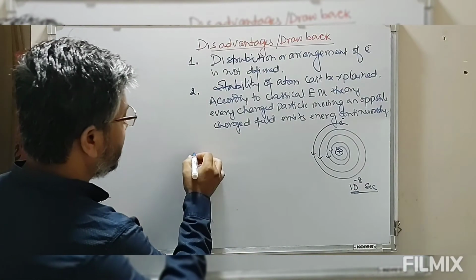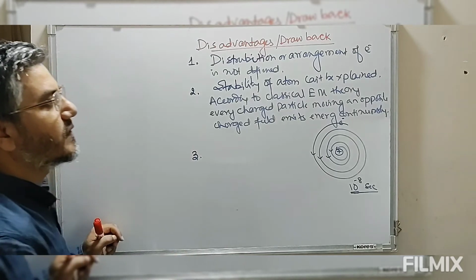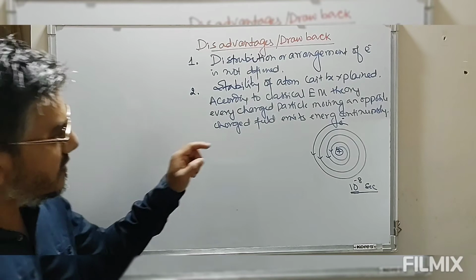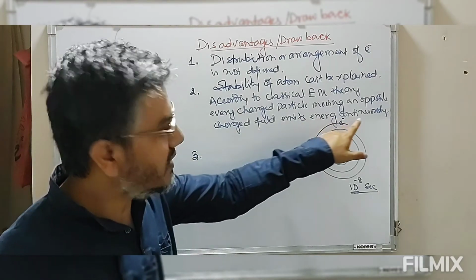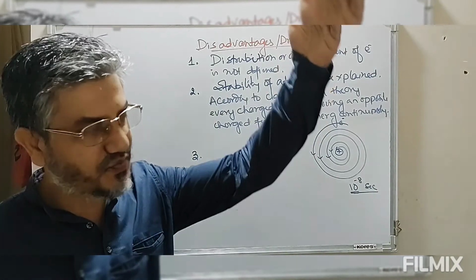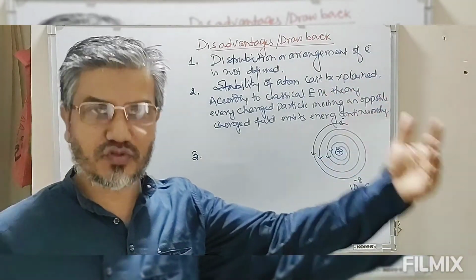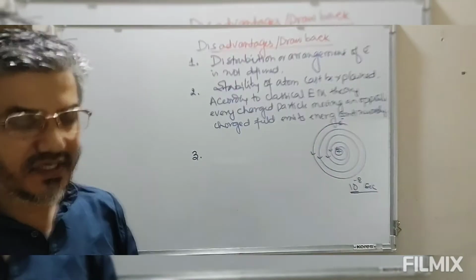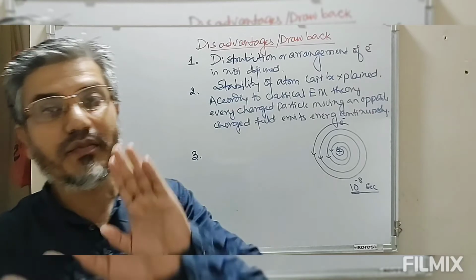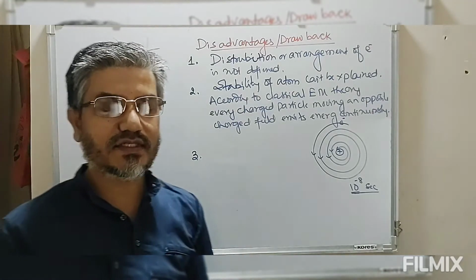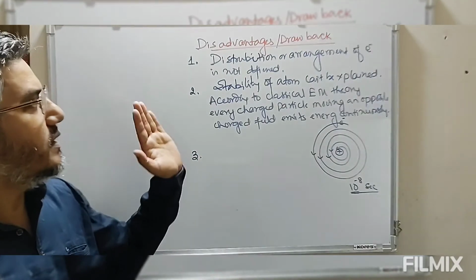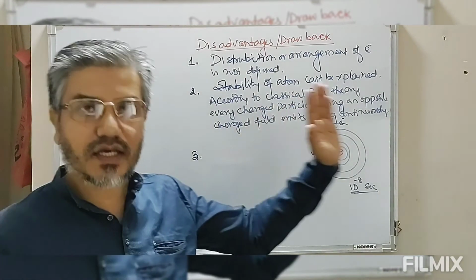The third demerit of this theory is, now look at this, it says energy is emitted continuously. Now, if energy is emitted continuously, then the spectrum that you get should also be continuous. That means all the energies will overlap. The atomic spectrum, which we will discuss later, as predicted by this Rutherford theory should be continuous.